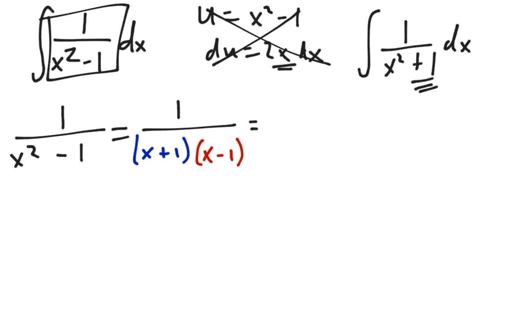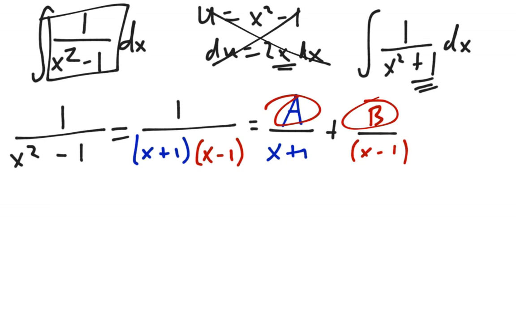Basically what we want to say is that this is going to be equal to some number a divided by the denominator x plus 1, plus some other number b divided by the denominator x minus 1. And we need to figure out what the a and the b are. There's a really easy way to do it, as long as you have non-repeating linear factors, which is what we have, and which is why we're only going to learn this method, because it's really easy. The method is known as the cover-up method.